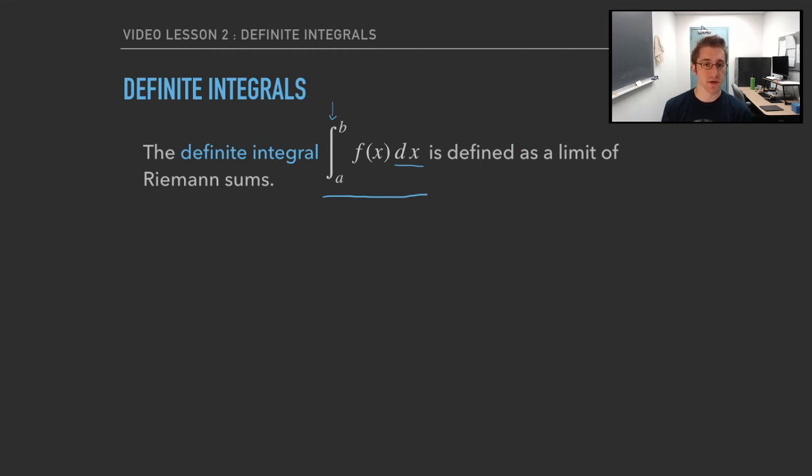Anyways, it says here we're defining it as a limit of Riemann sums. I haven't talked about Riemann sums, and I won't. If you're curious about them, you can go look in the book.